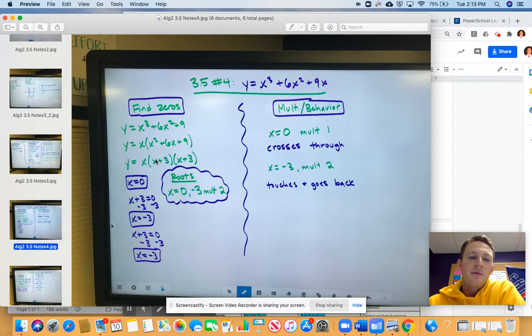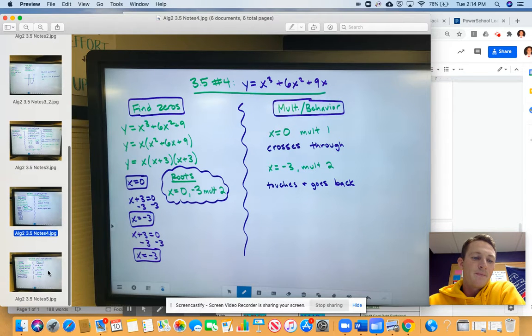And then we're just going to set all 3 of these terms or quantities equal to 0. So x equals 0, x equals negative 3, x equals negative 3. Notice here these 2 roots or zeros or x-intercepts showed up twice. So our roots are 0 and then negative 3 with a multiplicity of 2. Then we want to find out the behavior at these zeros. So when x equals 0, it only showed up once, so it's a multiplicity of 1. That means it crosses through the x-axis. At negative 3, it showed up twice, so there's a multiplicity of 2, so it's going to touch the x-axis and go right back to where it started from.